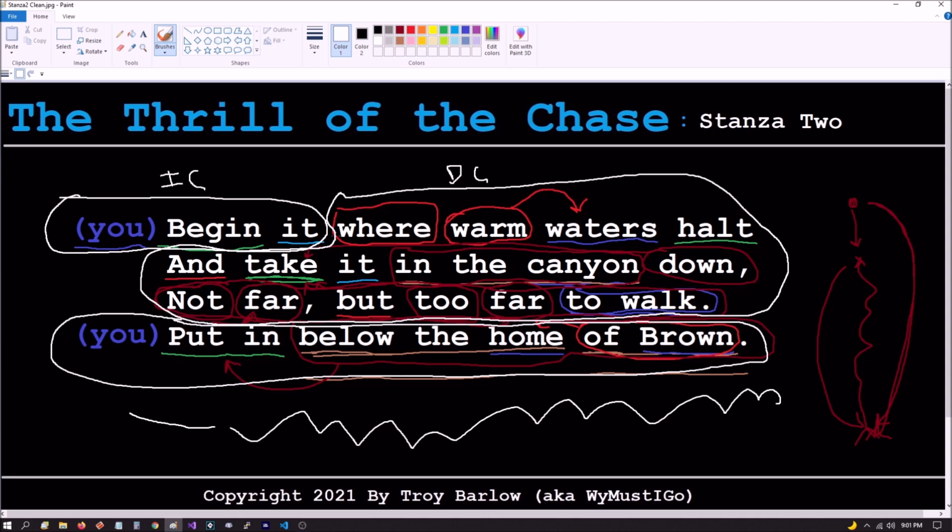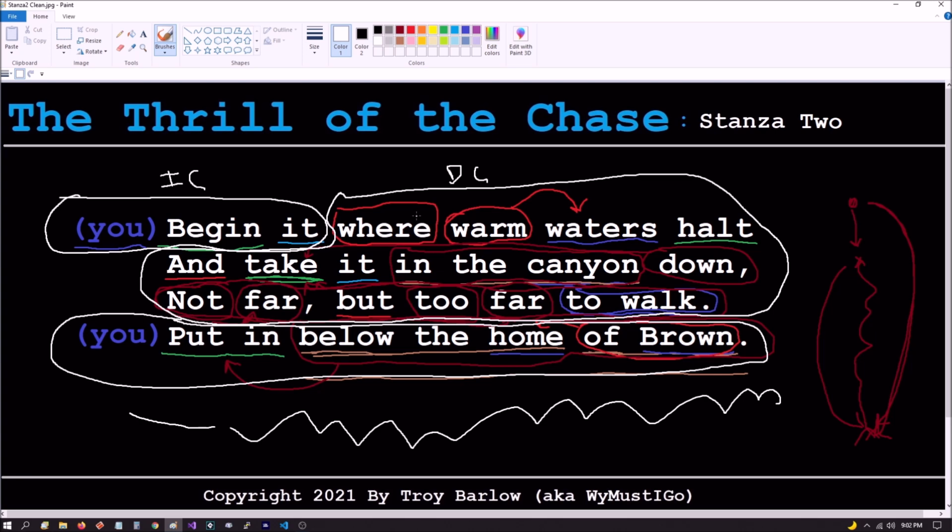Now remember, this is the only other place that we have the word where. We see it in the first stanza, and he says that he keeps his secret where in there. Okay. So without getting too far ahead of myself, I believe that this is where a lot of people get hung up in the poem because they don't know where is. And warm waters halt and take it in the canyon down, not far, Home of Brown, all of this stuff here is far too vague. And this is why Forrest Fenn said you have to know where to start. If you don't know where to start, you don't have anything.